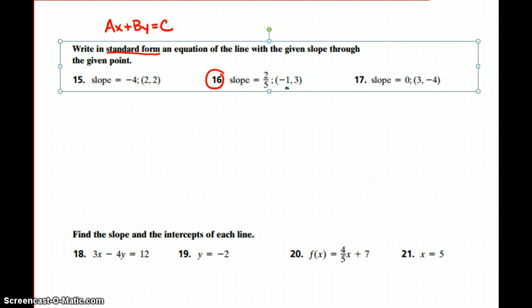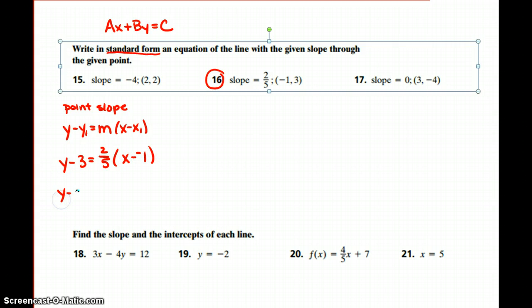Now there are two ways that we can do this, but because we're given a slope and a point, I'm going to use point slope form first. So remember, point slope form is y minus y1 equals m times x minus x1. Each of these formulas, again, has a different purpose. So this one is an easy one to write an equation with. So y minus 3 equals 2/5 times x minus negative 1. So y minus 3 equals 2/5 times x plus 1.